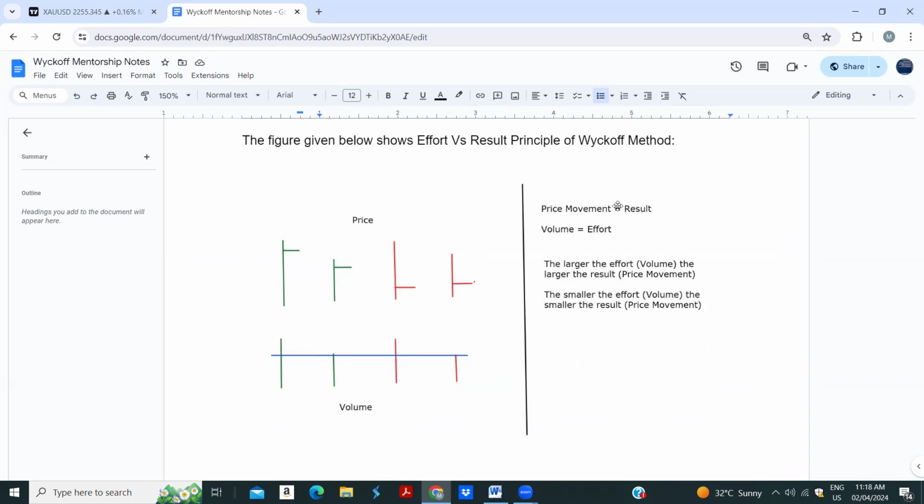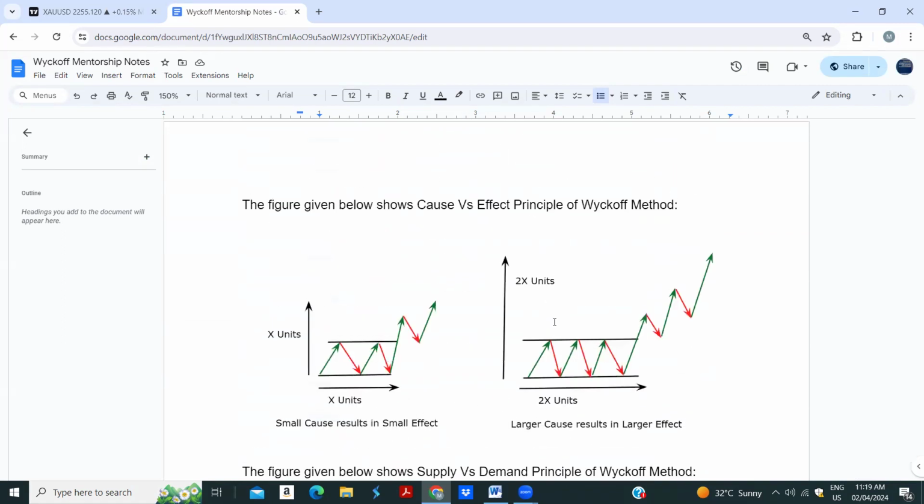I have written over here, price movement corresponds to the result, volume is effort. So remember that effort means volume, result means price movement. The larger the volume or the larger the effort, the larger the price movement or the larger the price result. Similarly, the smaller the effort or volume, the smaller the result or price movement. Got it? It's very simple to understand. This is known as the law of effort versus result, a principle of the Wyckoff method.